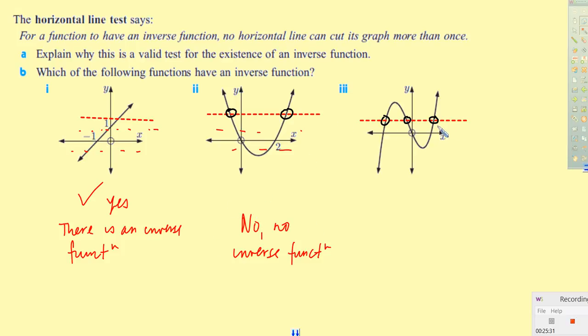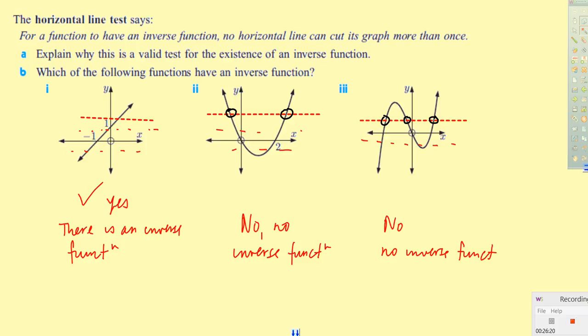And the same thing occurs on the next one. On the next one, I've got another function, and again, performing the horizontal line test, it's touching at more than 1 point for every horizontal line that I put through. So therefore, the answer is no here as well, no inverse function. But again, that is going to be true only if I don't put a specific restriction on the domain.